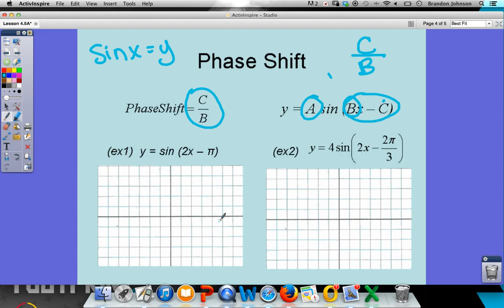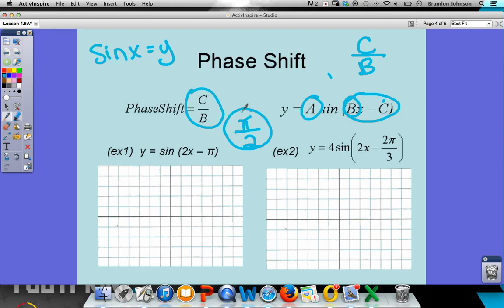Sometimes we have to find our phase shift by determining exactly what we're looking for. So I want you to look at the phase shift on example 1. It says y equals sine of 2x minus pi. Well, first of all, we know that the C represents pi. So again, we're going to put pi in there, but don't worry about that negative sign. Just leave that out for right now. The B then is represented as 2. So we know that pi over 2 is what is represented for our phase shift.